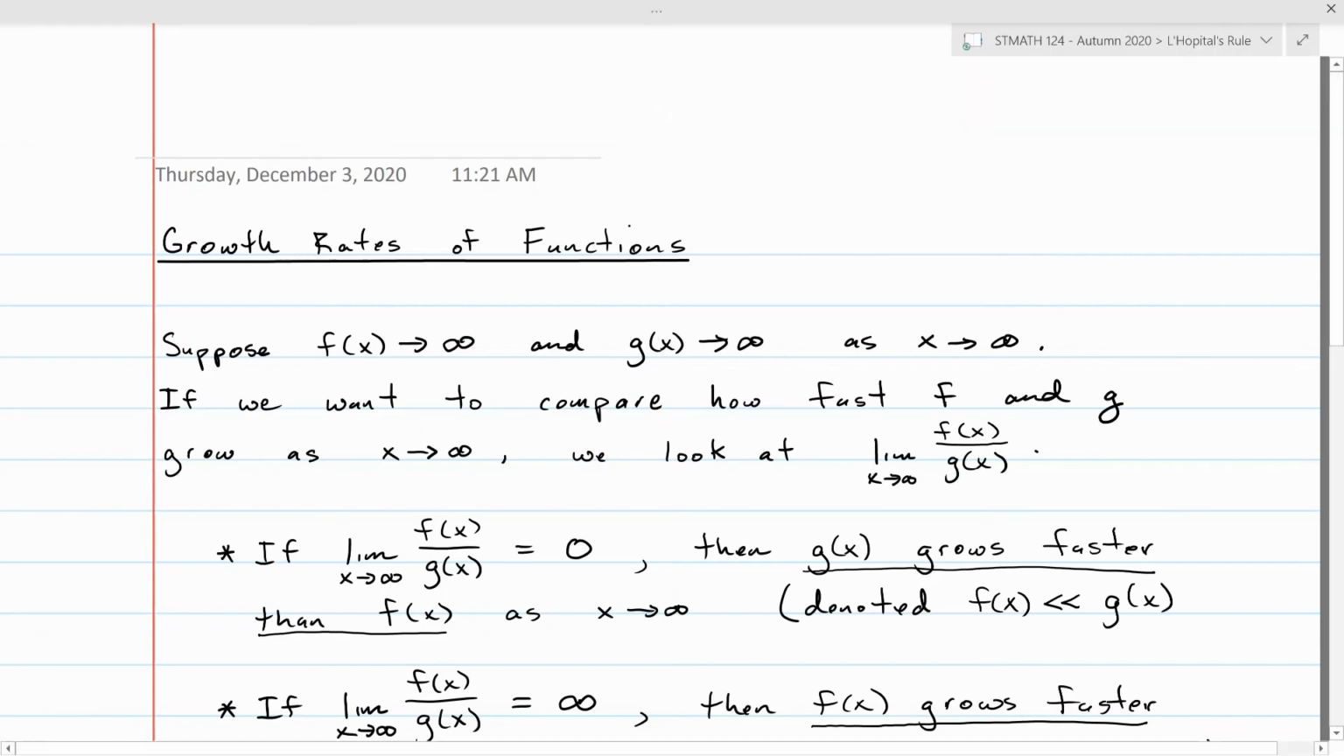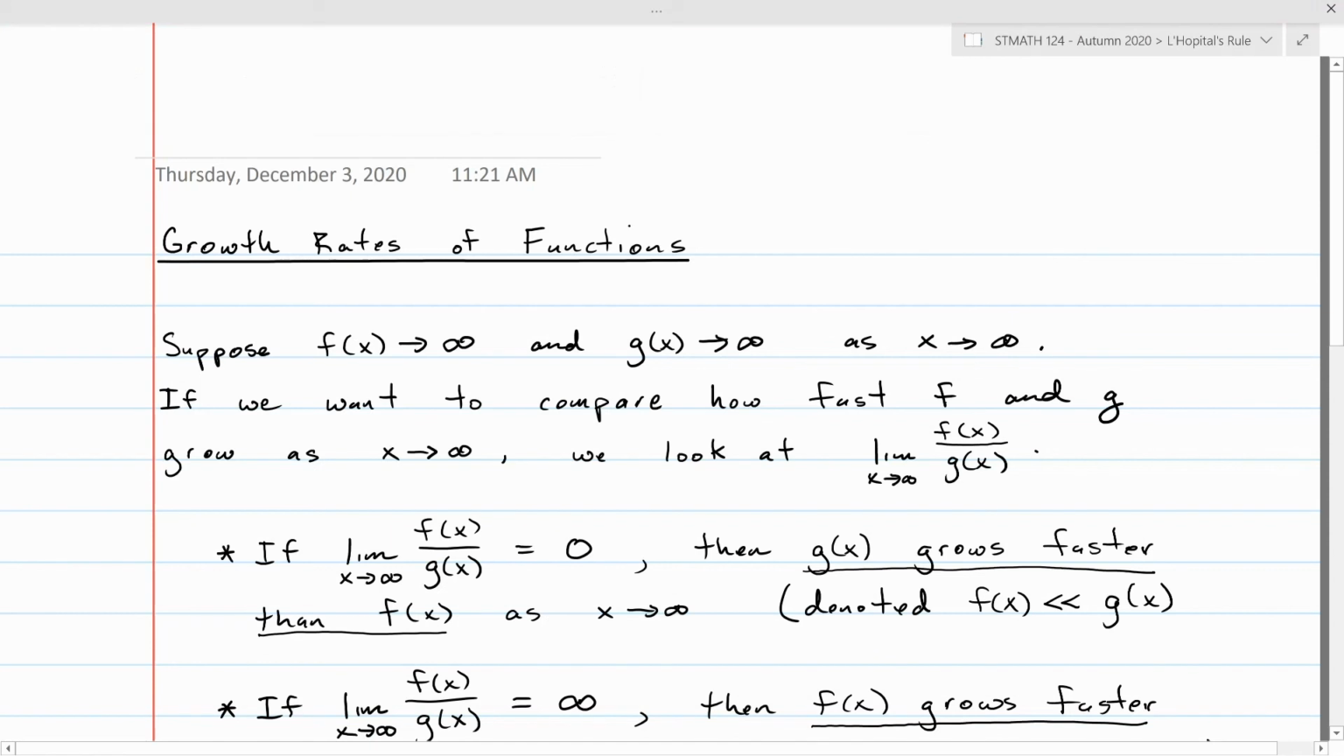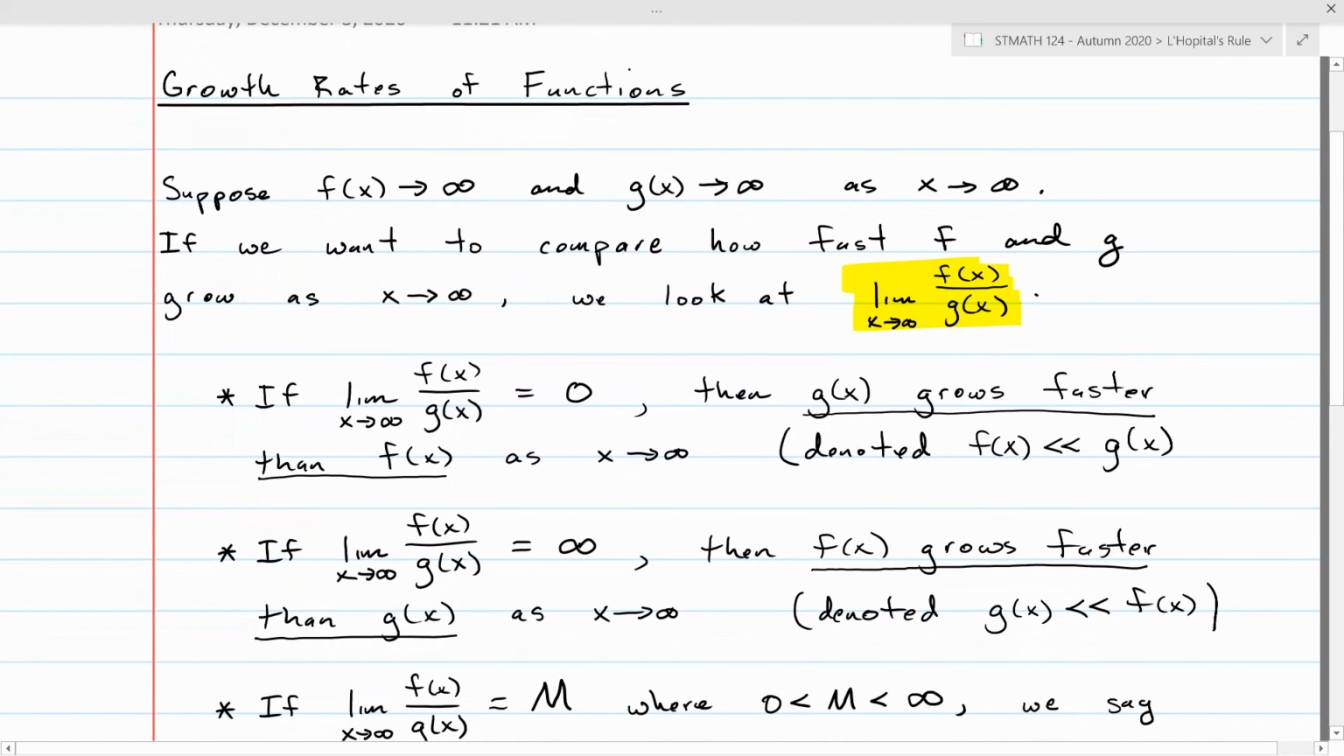One last thing to mention here is that when we look at these limits of f of x over g of x, it gives us a way to compare how fast these functions grow as x goes to infinity. You can imagine that as we let x go to infinity, both of those functions, f and g, are going to infinity, but we want to know which one's going to infinity faster. In other words, which of these functions grows faster? Well, if you take that limit in yellow there and it comes out to 0, that means that the denominator was getting big compared to the numerator. And so that means that the denominator was the faster growing function.